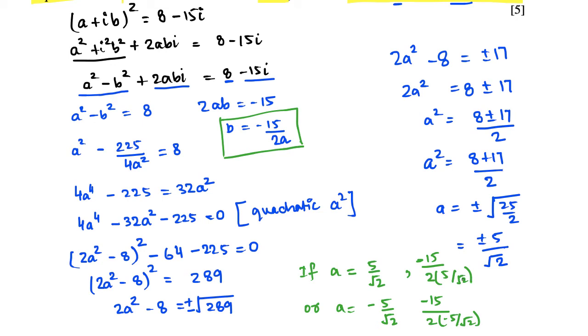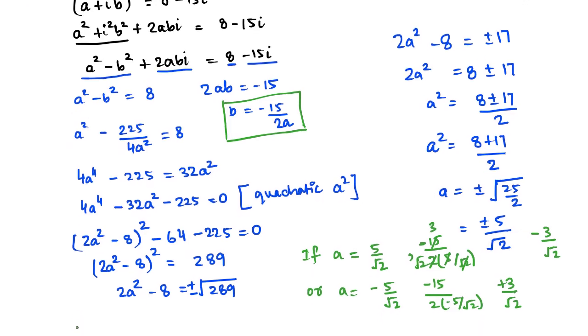We can cancel this out. This root 2 cancels with this 2 will give us root 2. This 5 cancels with 3. So over here we'll get negative 3 divided by root 2. Over here we'll get positive 3 divided by root 2. So now the possible square roots we will have, I am writing it over here.